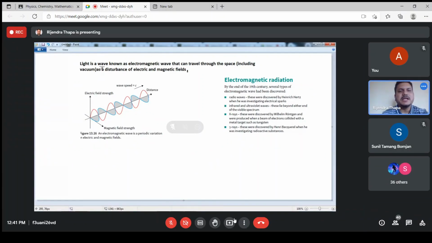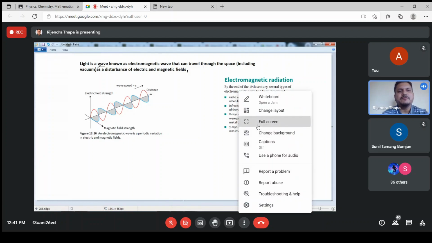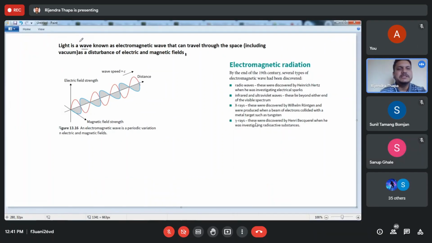Light shows the properties of reflection, refraction, interference, diffraction, and polarization. These are all characteristics shown by a wave. As light reflects, refracts, diffracts, interferes, and can be polarized, all these are properties of a wave. So we can consider light to be a wave.